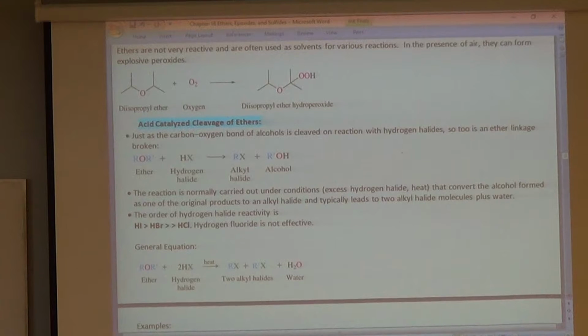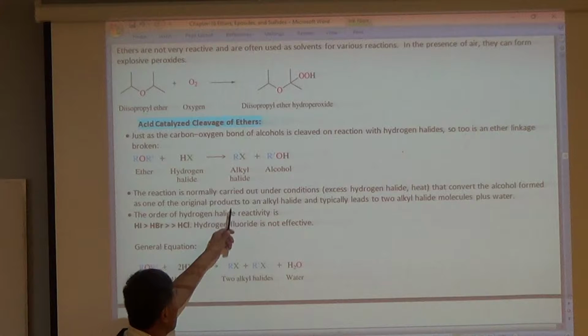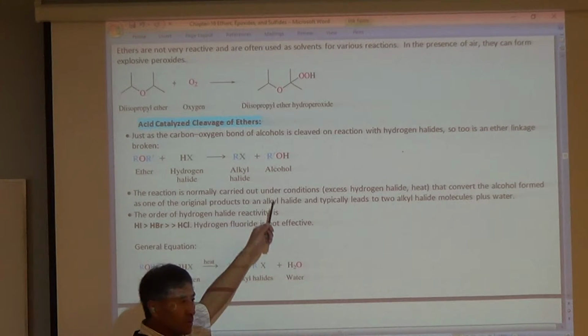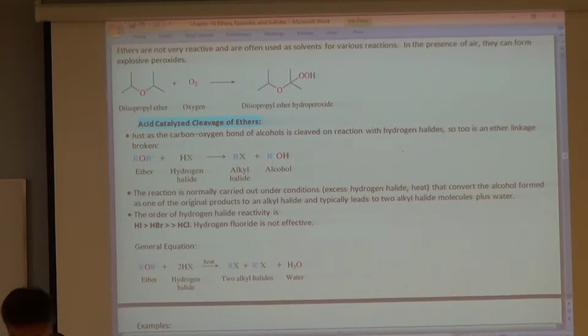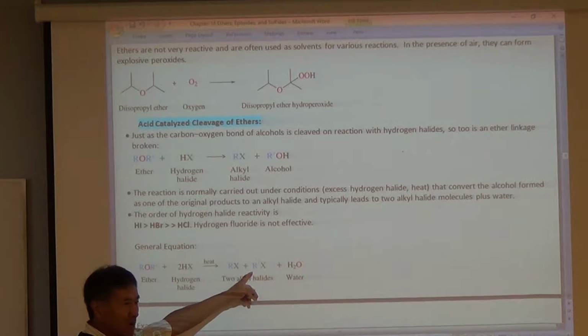What is interesting is that when you have an ether, you can actually produce two alkyl halides. The general reaction on the top will give you one alkyl halide and one alcohol. We know alcohol can also react with HBr and HCl and produce another alkyl halide. So at the end, you will have two alkyl halides, RX and R'X.